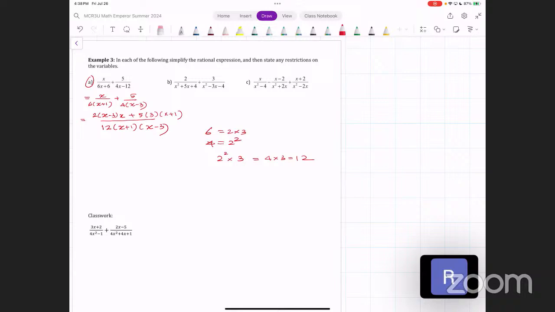Similarly, I got 4 here, but I need 12. So I need to multiply that term by 3. But I got x minus 3, but I don't have an x plus 1 there. So I multiply by x plus 1. Makes sense? Yes, no?